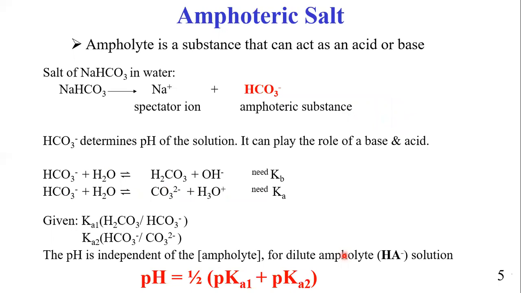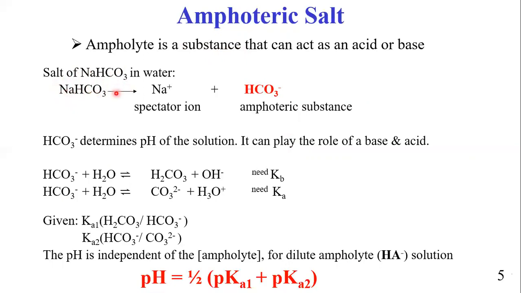Now this is a little bit different, so I have to gear you up. This is an ampholyte, an ampholytic salt. So first let's talk about what an ampholyte is. An ampholyte is a substance that can act as either an acid or a base. And of course you already know that water is an ampholyte, right? So that's one example. It can act as either an acid or a base. But here we're talking about something different. These are salts such as sodium hydrogen carbonate. So let's look at this. This is a salt, solid.